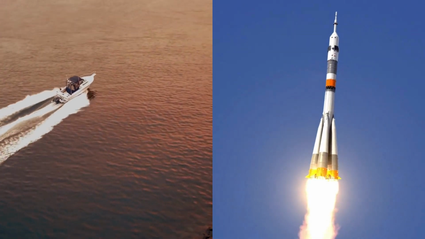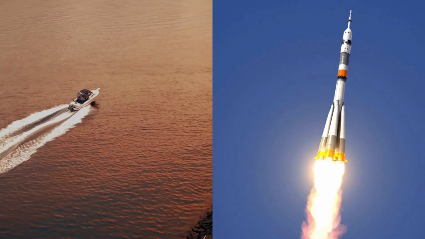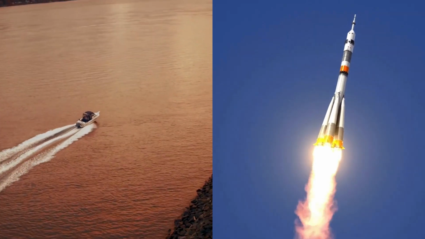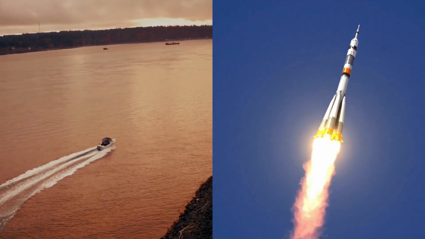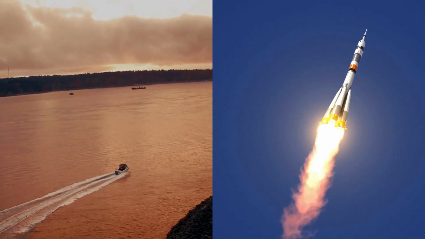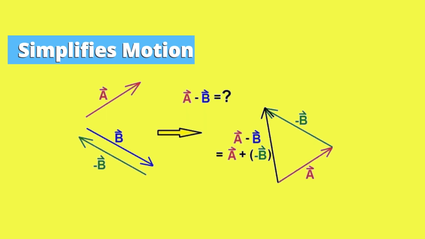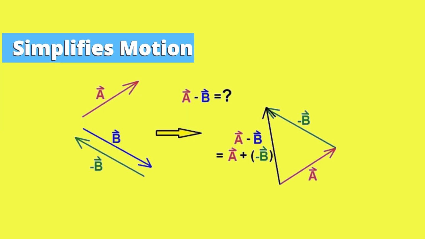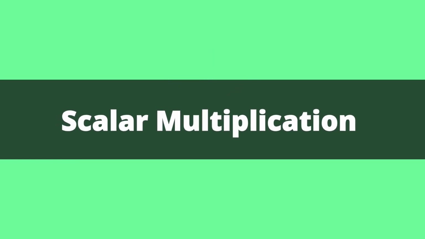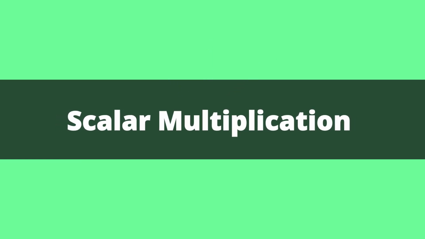Everyday uses. From paddling upstream to calculating rocket launches, vector subtraction helps explain the net result when two forces work against each other. Simplifies motion. Subtraction turns opposing movements into a single clear answer that's easy to understand. Next steps. Now that we've mastered subtraction, let's explore how vectors scale up with scalar multiplication or twist into new dimensions with the dot and cross products. Ready to dive deeper? Let's keep going.